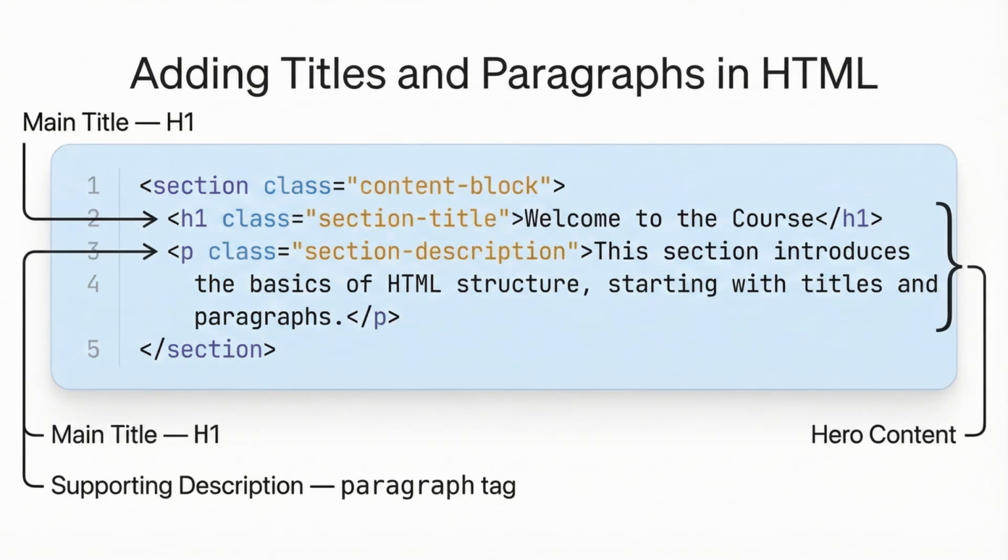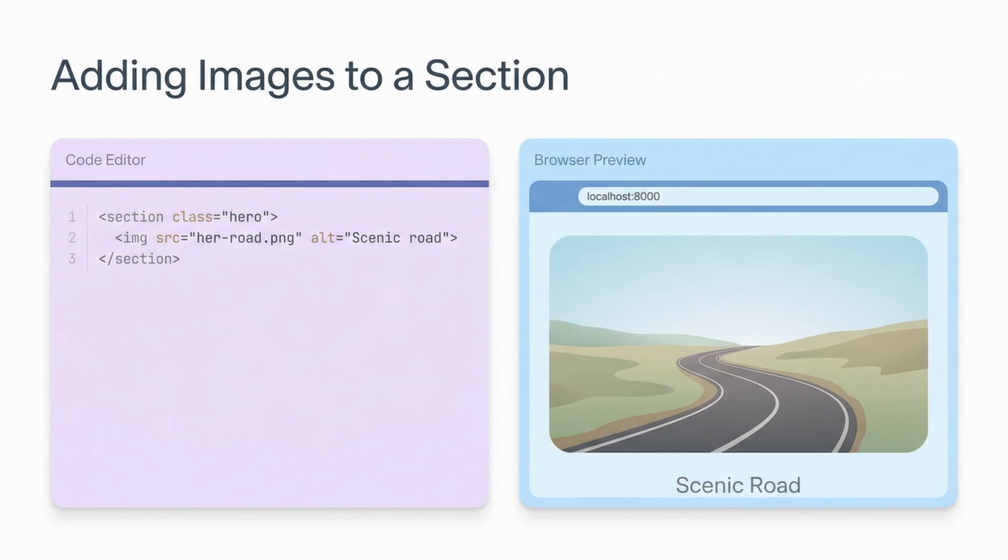Notice how both the title and paragraph live inside the same container div. This grouping is intentional. It keeps related content together, which makes styling with CSS much cleaner later. The H1 and P tags are the two most fundamental content tags you'll use on almost every section of a web page. Images are placed using the img tag with a source attribute pointing to the file.